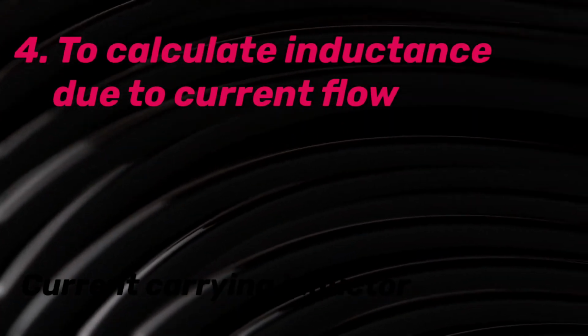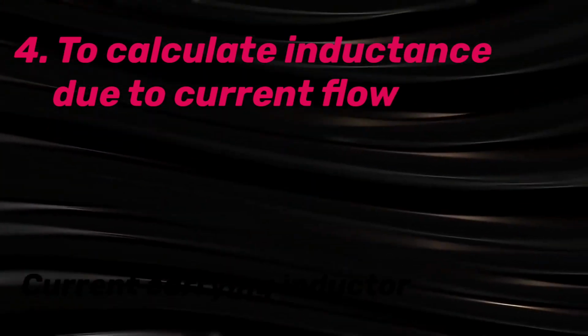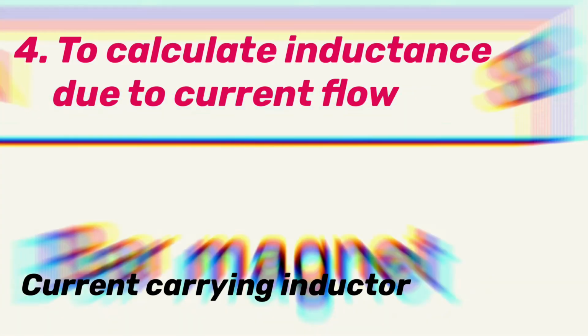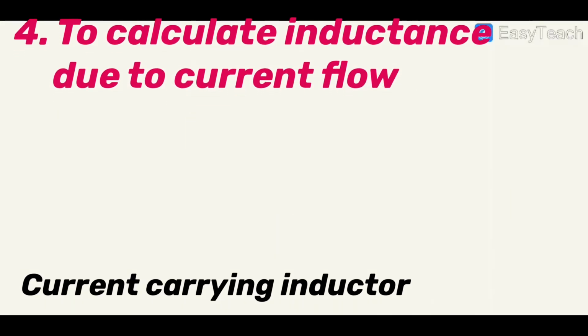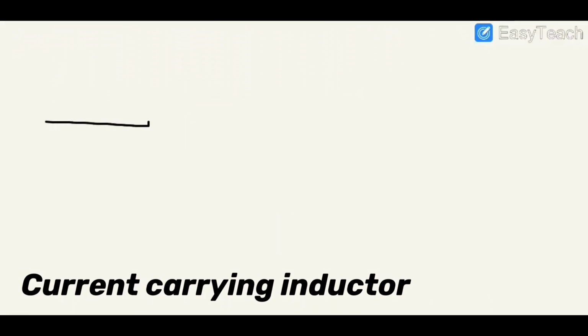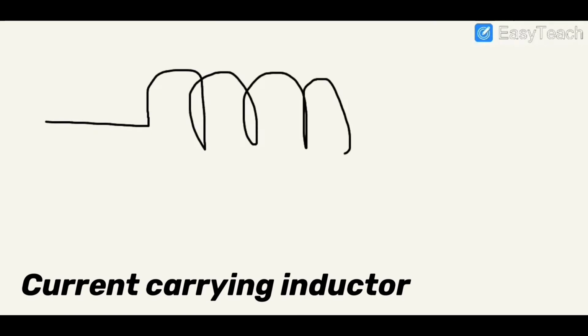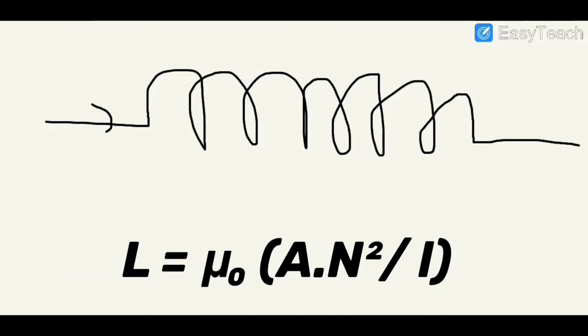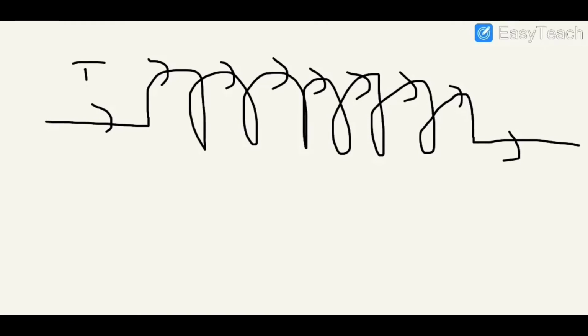4. To calculate the inductance due to current flow. Inductance is the process of inducing an electric field in a coil due to the flow of current in itself, that is self-inductance, or in any other conductor near it, that is mutual inductance. Self-inductance of a coil of cross-section area A, number of turns N, and length l is given as L is equal to mu naught times A into N square by l. Inductance is independent of current flowing in the coil. Inductors having suitable inductance are used in almost all electronic devices, for example, television, radio, mobile, laptop, etc.